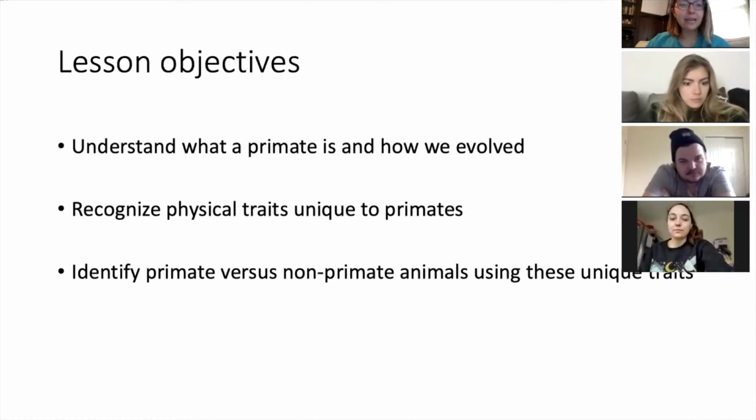To better get at this question, we're also going to learn how to recognize some physical traits that are unique to primates. And then finally, using those physical traits, we're going to identify primate versus non-primate animals.